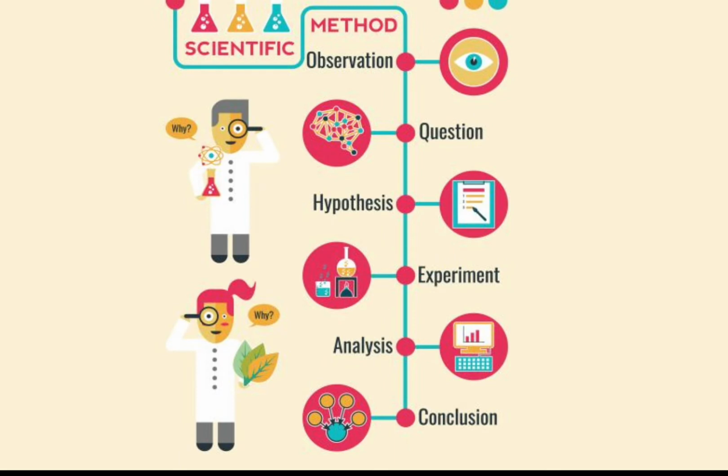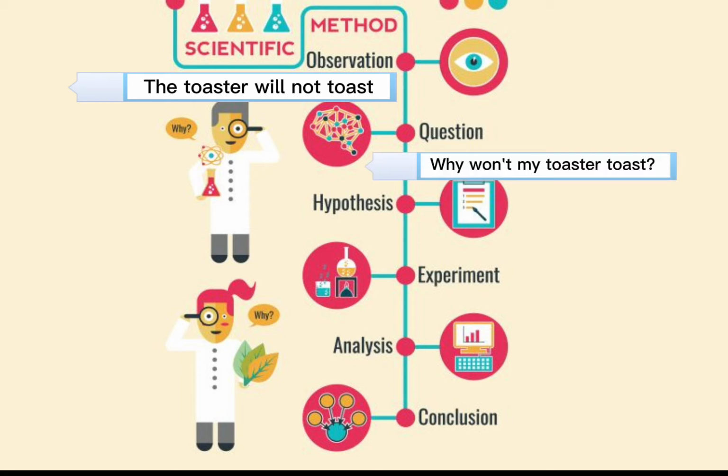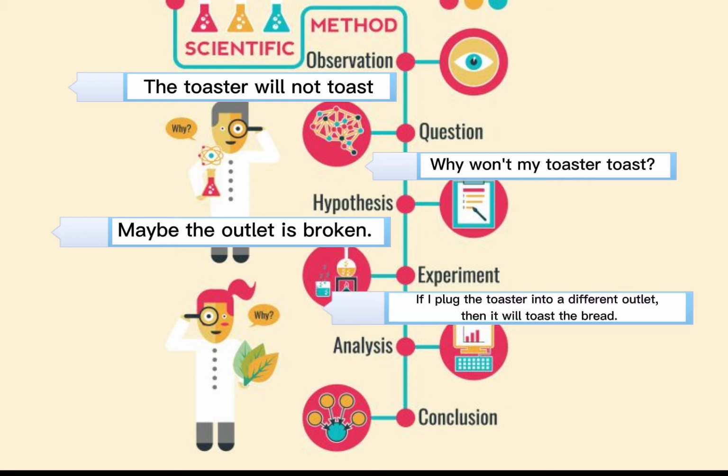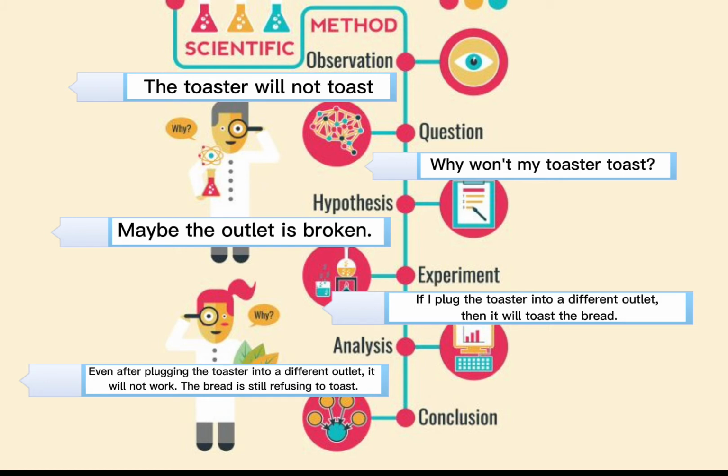This is the scientific method of the toaster. In observation, the toaster will not toast. Next is determine the problem. Why won't my toaster toast? Third is formulate hypothesis. Maybe the outlet is broken. Next is conducting experiment. If I plug the toaster into a different outlet, then it will toast the bread. Fifth is analysis. Even after plugging the toaster into a different outlet, it will not work. The bread is still refusing to toast.